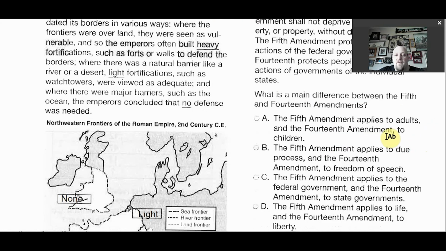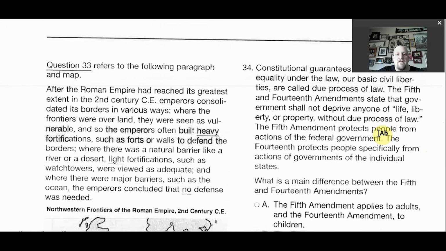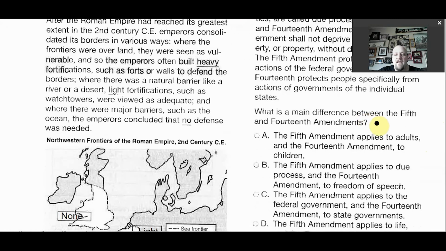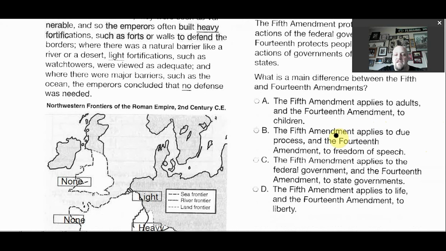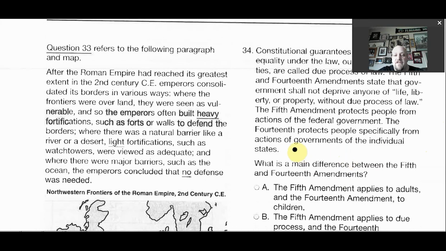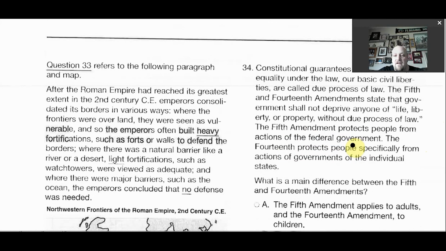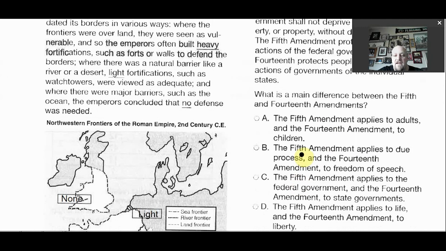The 5th Amendment applies to adults and the 14th to children. Doesn't say that anywhere in here. That just has nothing to do with anything. The 5th Amendment applies to due process and the 14th applies to the freedom of speech. So the 14th protects people specifically from actions of the government and due process. Doesn't have anything to do with that.